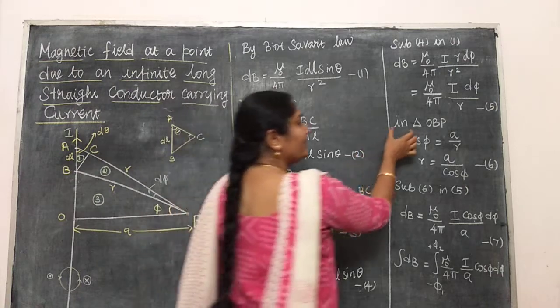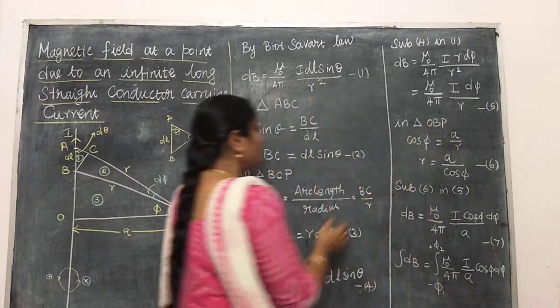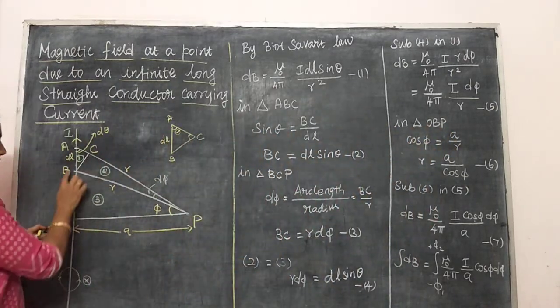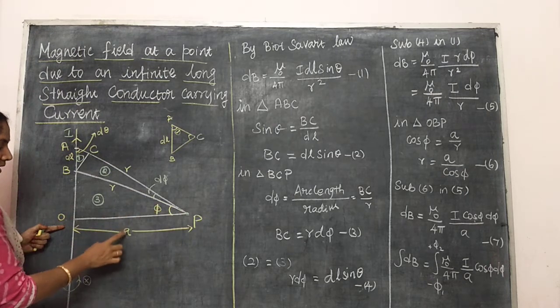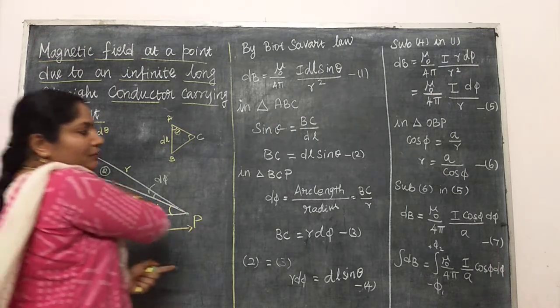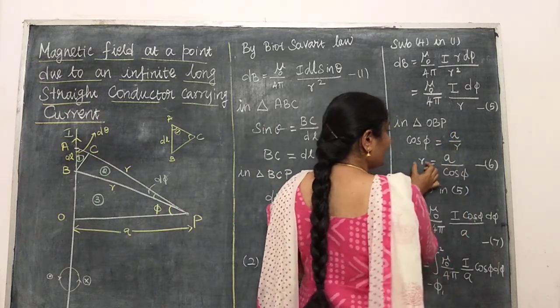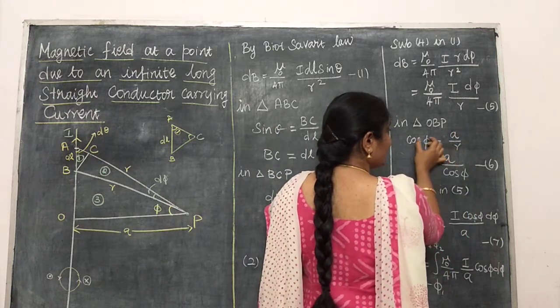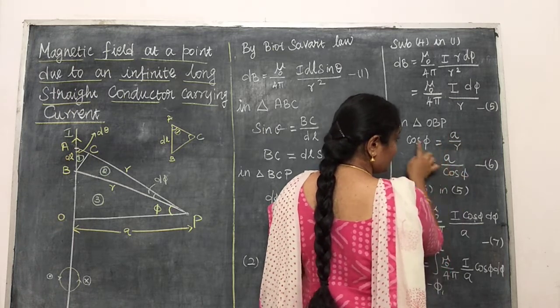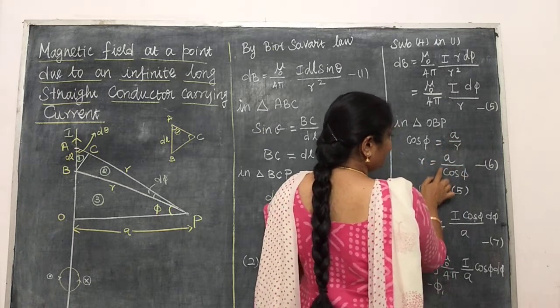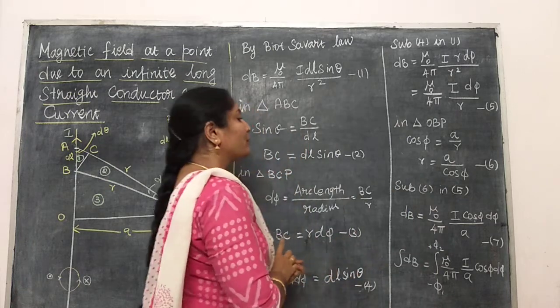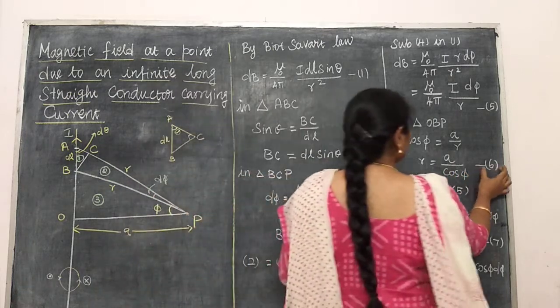Okay, so in that triangle OBP, what is cos phi? Cos phi is equal to adjacent by hypotenuse. So cos phi is equal to A by R. So what is R here? Cross multiplying, R is equal to A by cos phi. Okay, so this is the equation number 6.